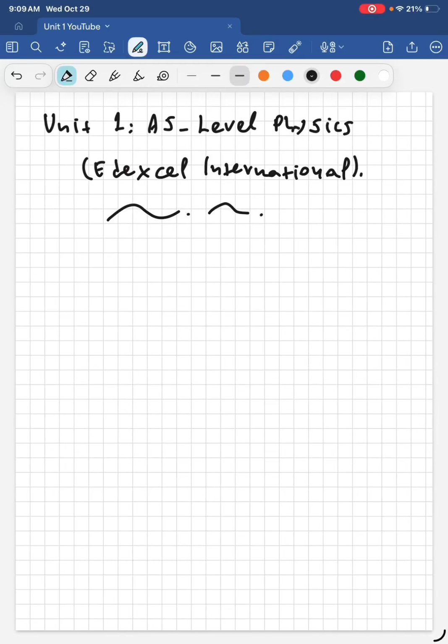Hi all. I finally got around to working through Unit 1 for the AS Level Physics by Edexcel International. I will be working through two sets of notes. The first set is from when I was teaching the class in a school here locally, and the second set is the notes I prepared for these YouTube lessons. I hope I do a good job.